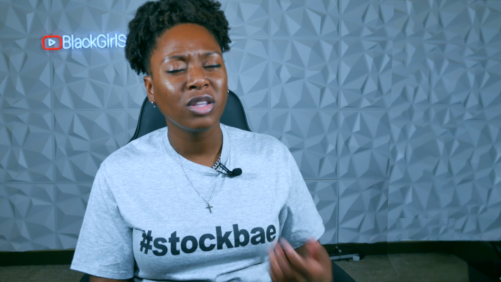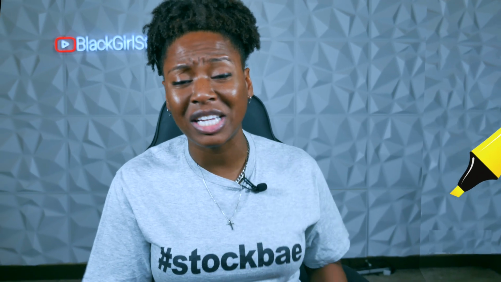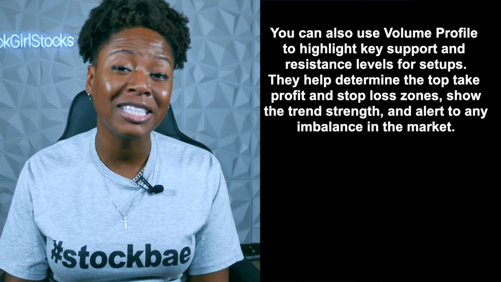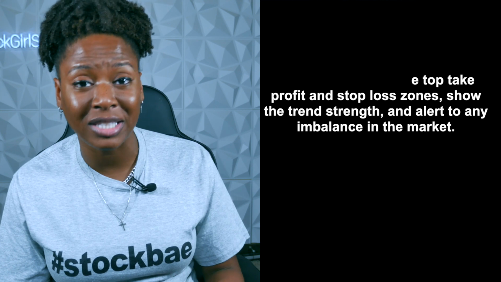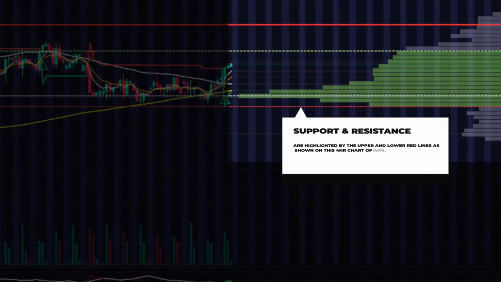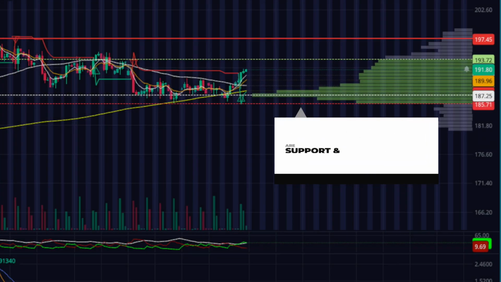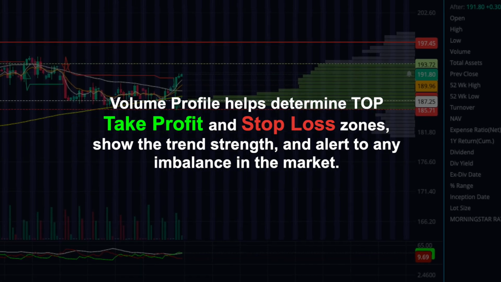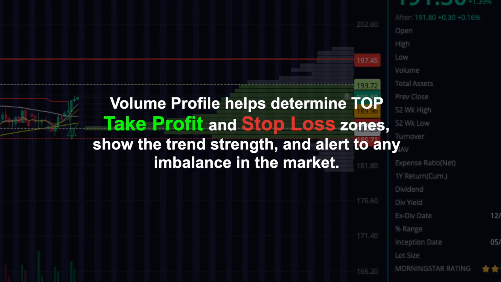Now, knowing volume at certain prices helps to identify where the big financial institutions are putting their money, and also kind of gives a highlight to what their intentions are, what they see going on in the future that we may not know. You can also use the volume profile to highlight key support and resistance levels for your setups. These zones are really helpful to determine where you want to take profits or put your stop losses. They also show the trend's strength, and they're able to alert to any type of imbalance in the market.